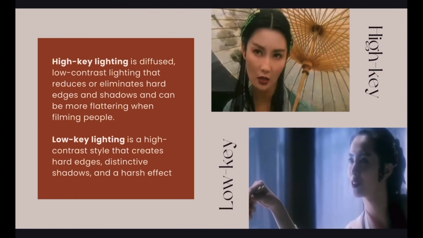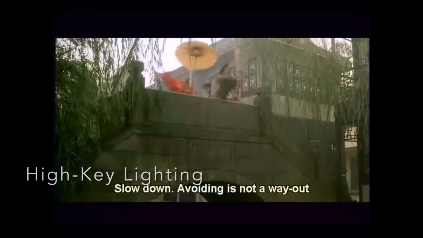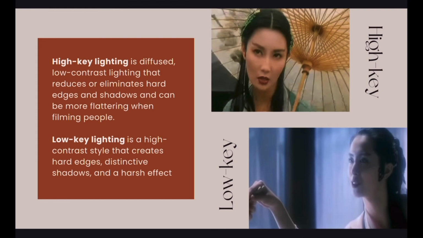High key lighting is diffused, low contrast lighting that reduces or eliminates hard edges and shadows and can be more flattering when filming people. In this example from Green Snake, we can see she is illuminated with high key lighting as there's almost no shadows on her face and she's well lit. Low-key lighting is a high-contrast style that creates hard edges, distinctive shadows, and a harsh effect. On the bottom is an example of low-key lighting from Green Snake, as half of the face of the white snake is in shadow.